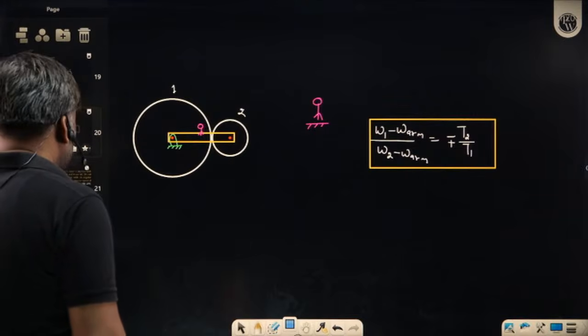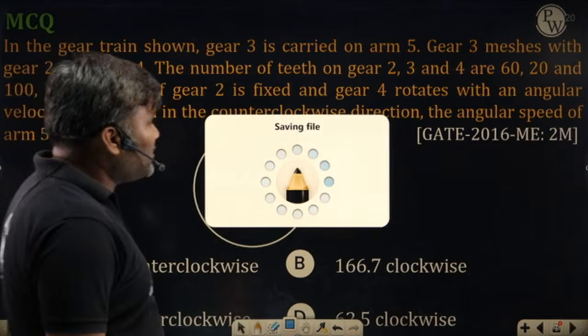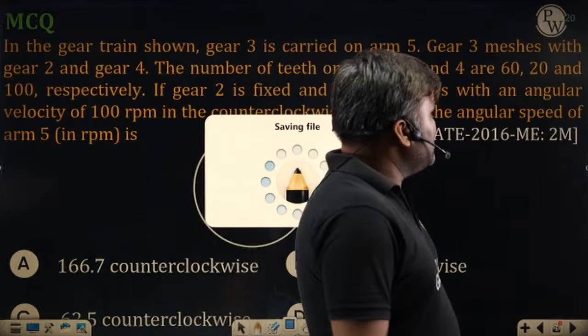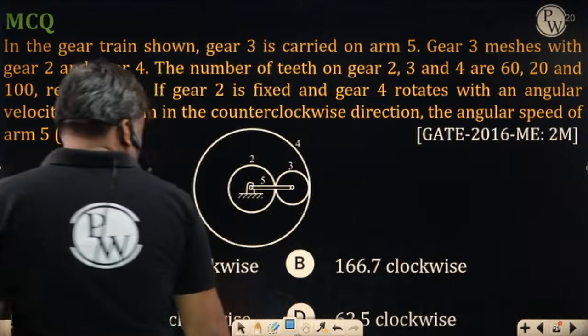How do we solve questions like this? Let me show you one question. This question was asked in 2016 for 2 marks. 2 marks में they have asked this question. Question में क्या कह रहे हैं?